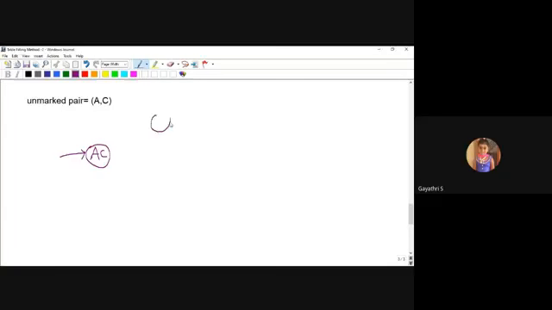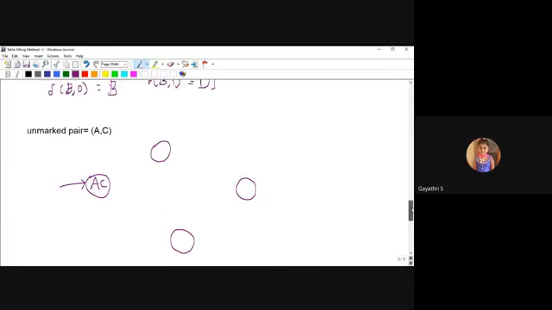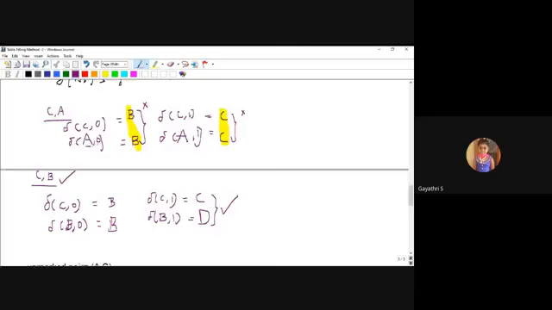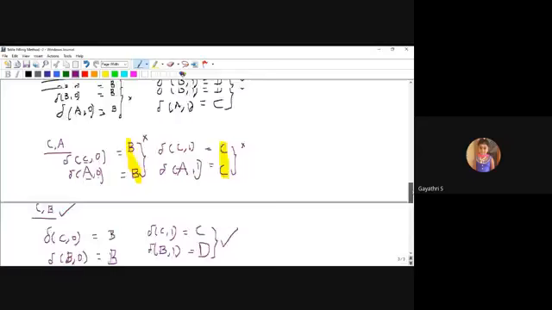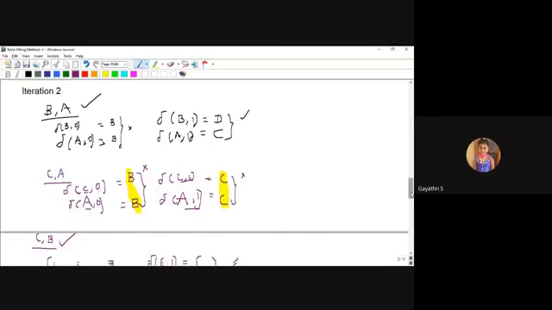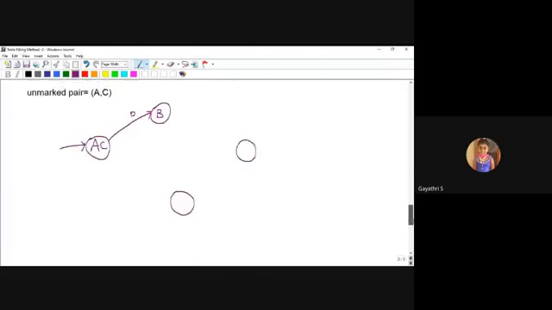Next, you're going to check A, C. A on 0, C on 0: both are moving to the state B only. A on 1, C on 1: both are moving to the state C only, so this is a self state on 1.